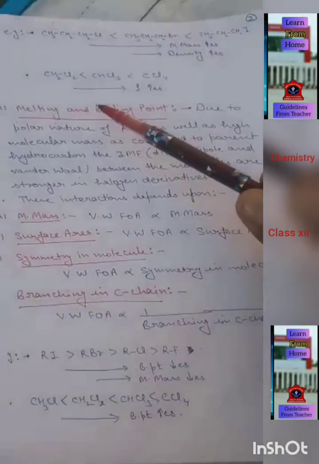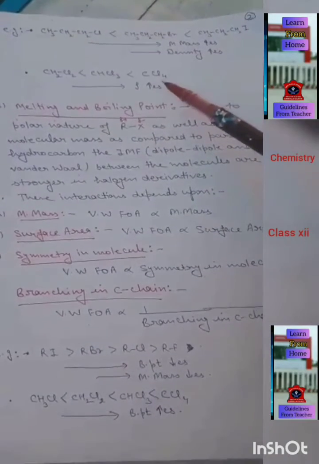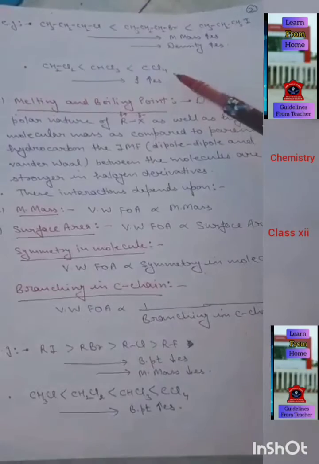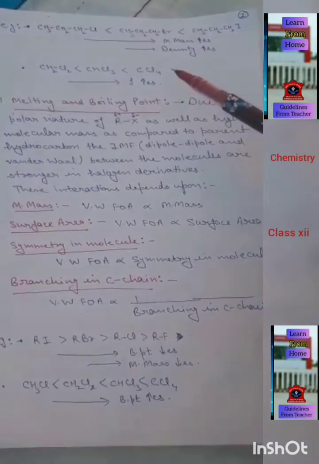Similarly, we have another example: dichloromethane, trichloromethane, tetrachloromethane. In this case also density increases, because as we increase the number of chlorine atoms, the mass of the compound increases.